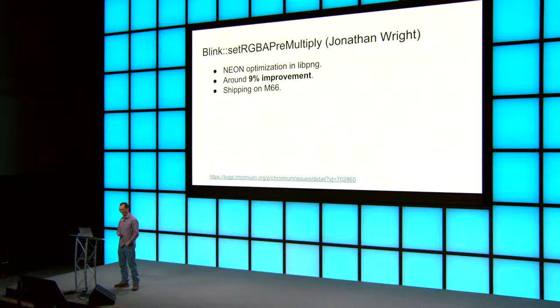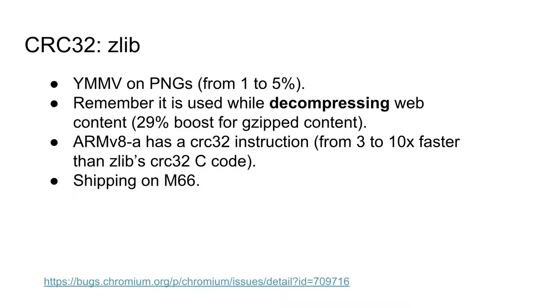Okay, cool. And let's talk a little bit about CRC32. Even though it didn't show up as a hotspot while decoding PNGs, it's actually something really important when you are decompressing gzip content. And most of the web content up to these days is still served using a content encoding gzip. And that function alone provided us a 29% performance boost.